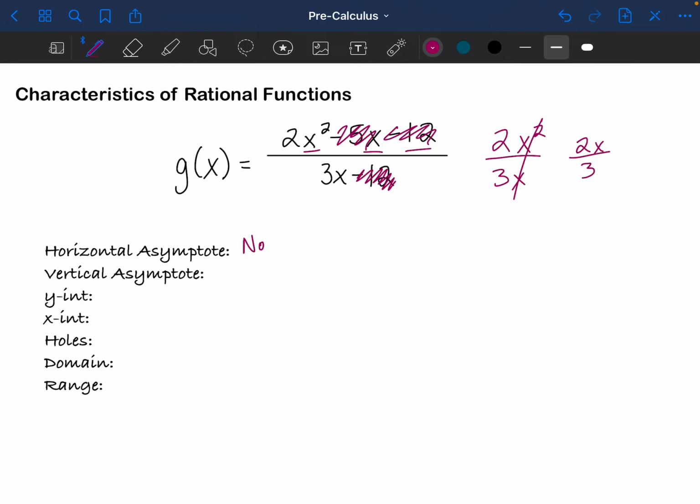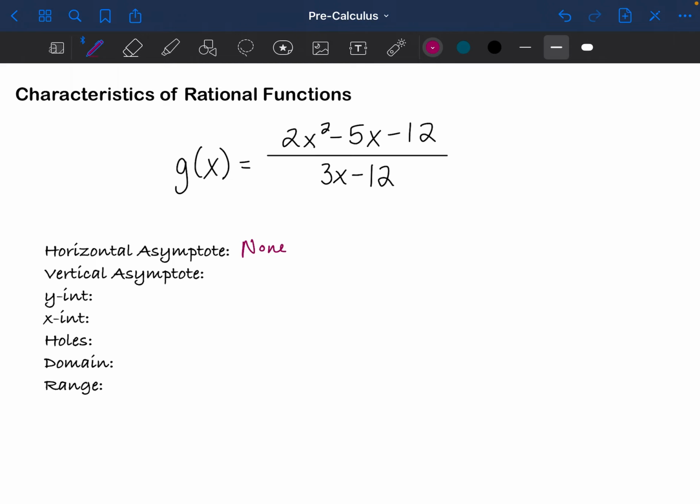And that will always be the case if the power in the numerator is bigger than the power in the denominator, right? The numerator is growing faster, so it'll always get bigger and bigger and bigger. Probably shouldn't have marked all that up. Anyway, so for the horizontal asymptote, we said there was none.